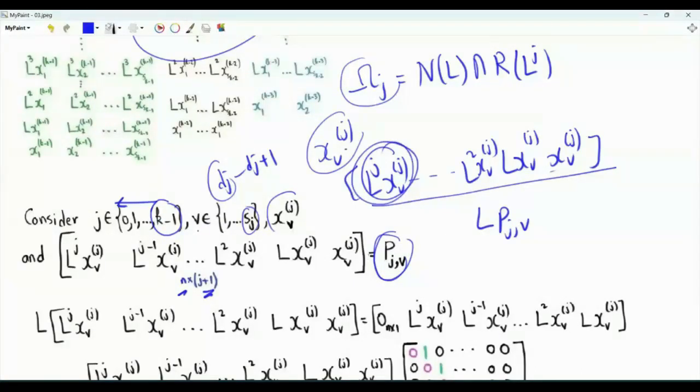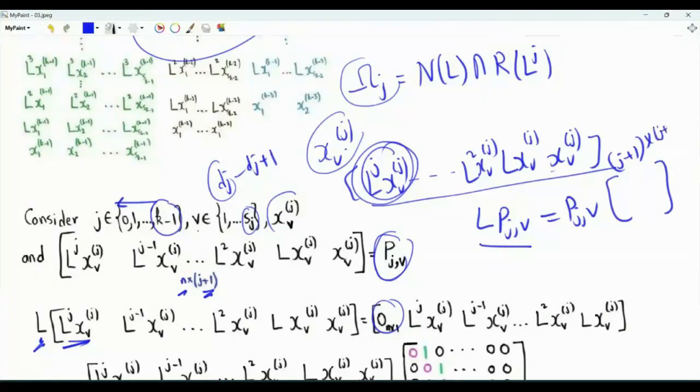The first column in this matrix here is one of the basis vectors of the null space of L. This means that when L is multiplied by this column, we will get the zero column vector. If L is multiplied by L to the j minus 1 xv, we get L to the j xv, and so forth. We can write down this product L pjv as bjv times a square matrix of size j plus 1 by j plus 1.